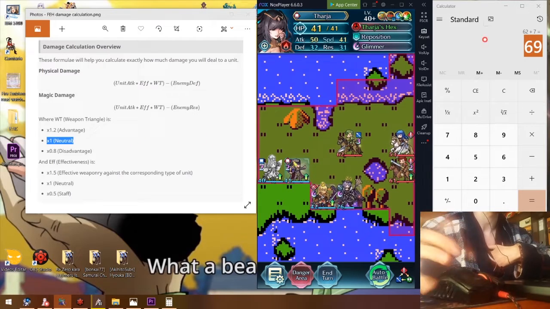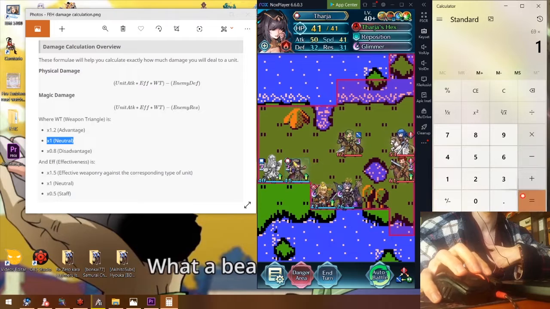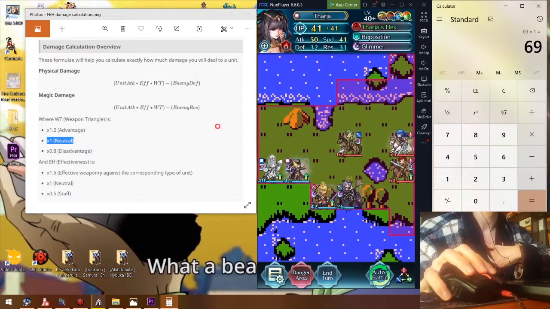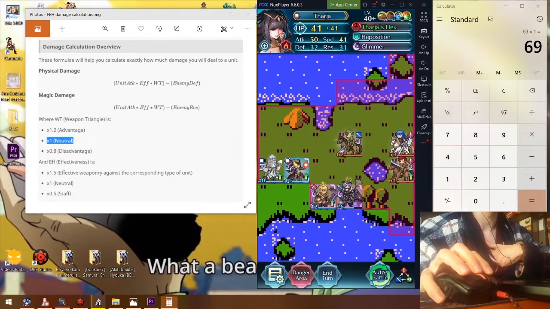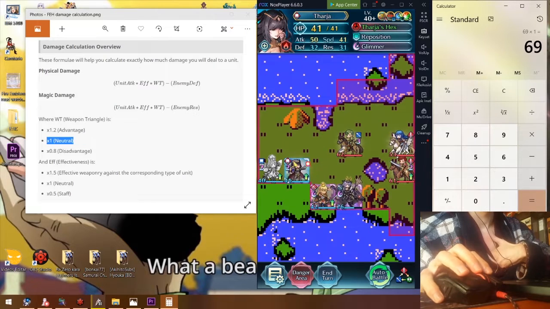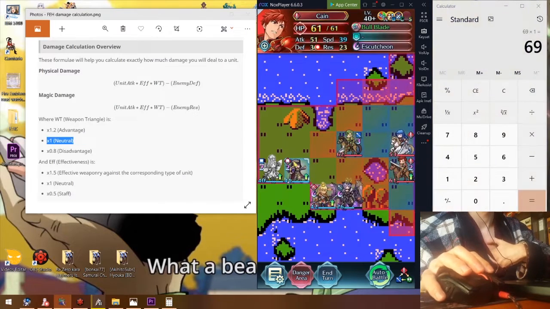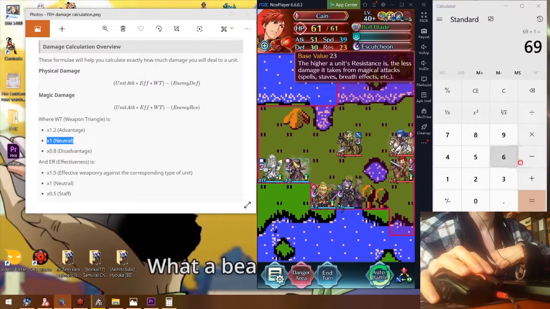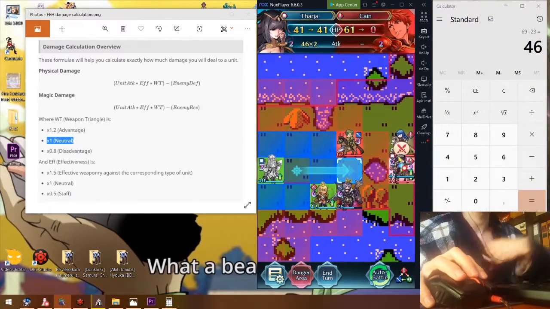It's times 1, so 69 times 1. Nice. And the weapon triangle is also neutral because it's red against red. So, times 1. All you have to do now is subtract by Kane's resistance, minus 23, 46, and that's exactly what she deals.